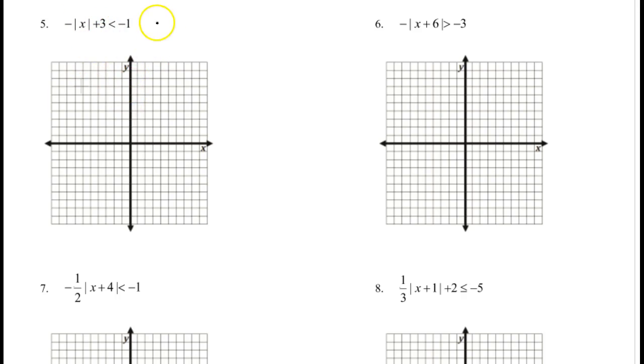Alright, so we got a vertex here, and this is at 0, 3. So nothing on the inside, plus 3. So we're going to go up 3. And this time we have a negative in front, so it's going to be negative 1 over 1. So we're going to go down 1 over 1. Down 1 over 1. So we're going this way. Alright, and our horizontal line is at negative 1. So I'll just go down to negative 1 here.